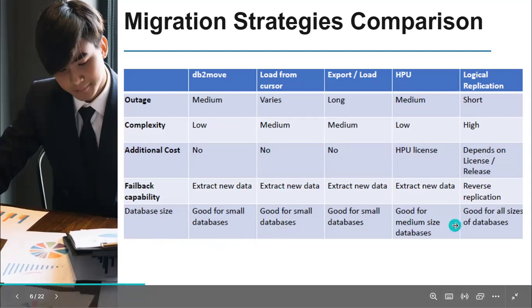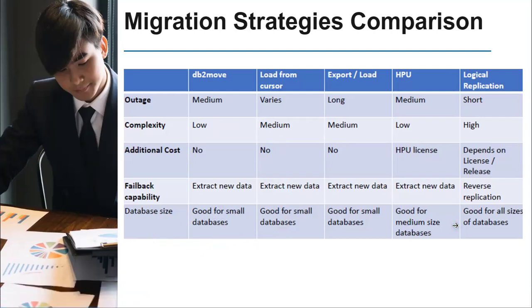So in the bottom section, if you see, it's a very important thing for every DBA to think before you select. Okay, DB2 move is fine, load from cursor is sufficient, export load is efficient, HPU is a super job, logical replication will keep my life easy peasy, something like that. But let's see what is there in that. So outage point of view, in DB2 move, it's a medium. Load from cursor, it varies. Export load, it's long because it's a very traditional mechanism of moving data from A to B. HPU, again, is basically medium, but logical replication says short. Why it's saying short, we will see in the next sessions.